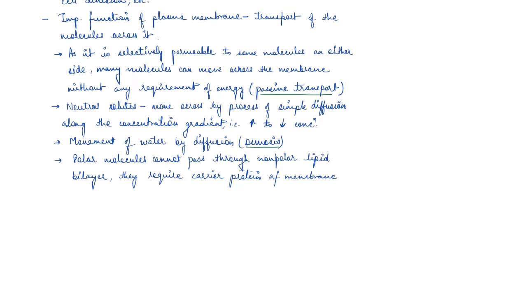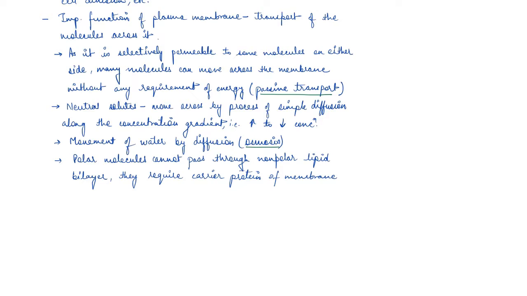So it is fluid and it is a semi-permeable membrane. There are certain molecules which can be transported across the cell membrane or plasma membrane. Now the membrane is selectively permeable. Remember that it is not permeable to all kinds of molecules. It is selectively permeable to some molecules which are present on either side of it, right?